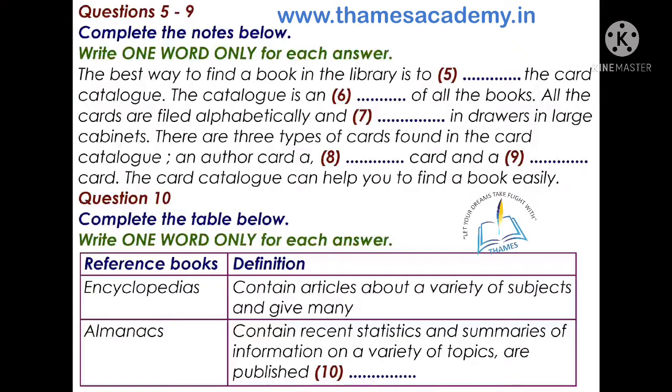An atlas is a book of maps. It may contain many different kinds of maps. The maps in an atlas are often arranged alphabetically by country or continent.